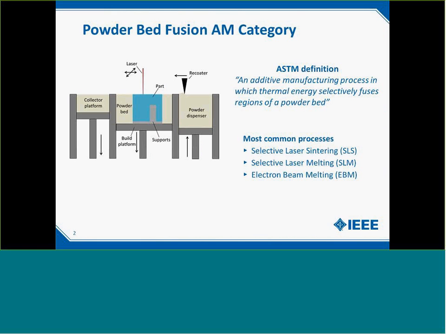Selective laser melting is one of the powder bed fusion processes. In a powder bed fusion process, a thermal energy source is used to selectively fuse regions of a powder bed. Depending on the thermal energy source that is used, the processes can be defined. The most common ones are selective laser sintering and selective laser melting, where a laser is used to bind the powder bed. Another one is electron beam melting, where instead an electron beam is used.